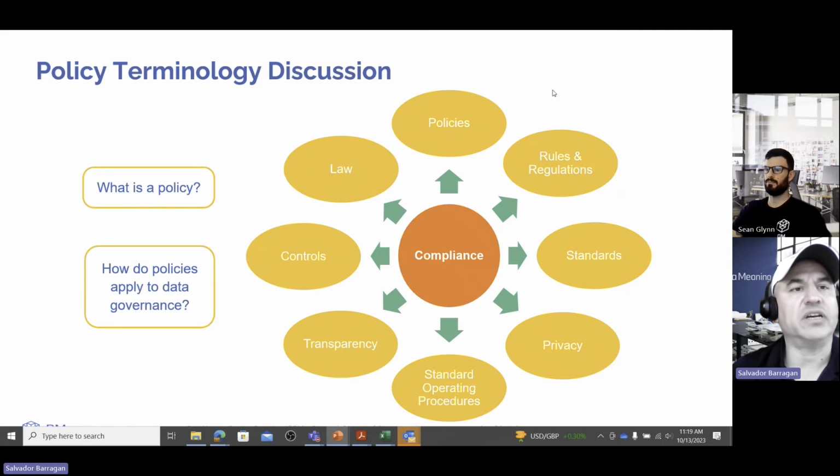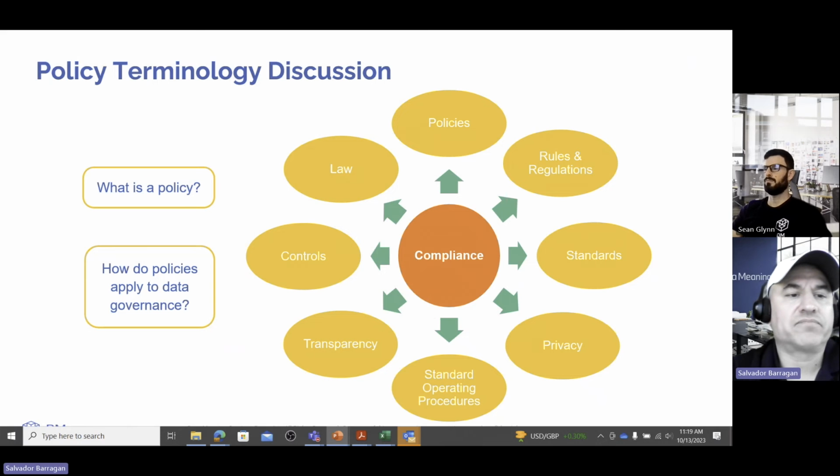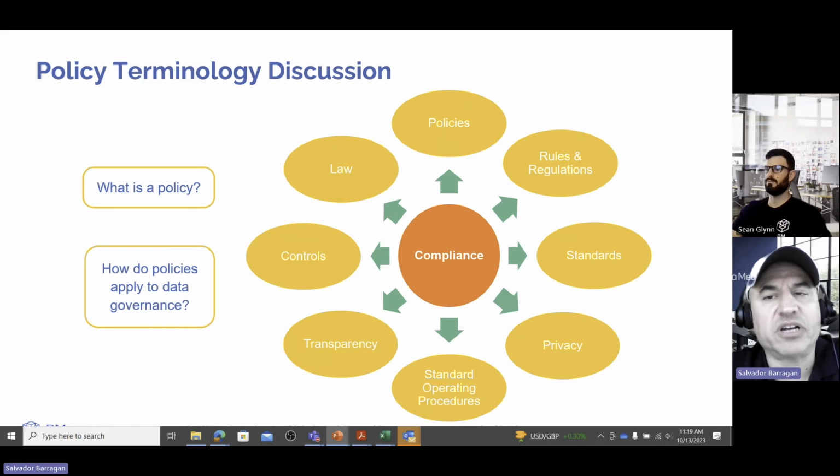So real quick, what is policy terminology? What is a policy? We can talk about long-winded definitions, but here I think a visual probably plays a little bit better into the discussion. That is, policy is really around compliance and how it drives into other areas. So you can have policies that address rules and regulations, standards, privacy, standard operating procedures, transparency controls, etc.